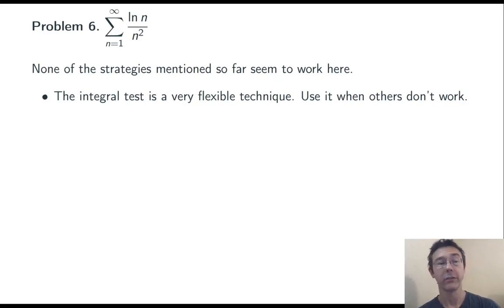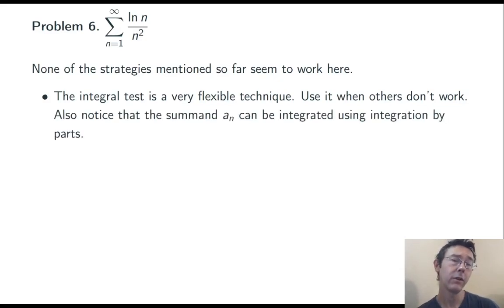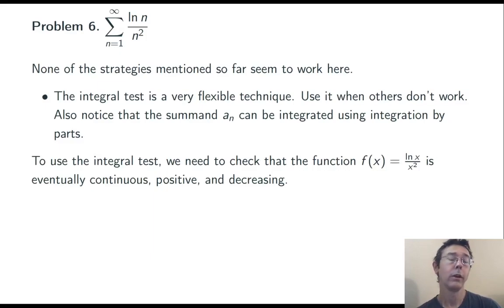First of all, the integral test can sometimes be a good technique of last resort. It's very flexible, and it can help you when others don't seem to. Second of all, and perhaps more importantly, the general term, natural log of n over n squared, is a function that we are going to be able to integrate, in this case using integration by parts. So in order to apply the integral test, we need to make sure that the corresponding function, f of x equals ln of x over x squared, is eventually continuous, positive, and decreasing. Always got to check those 3 things for an integral test.